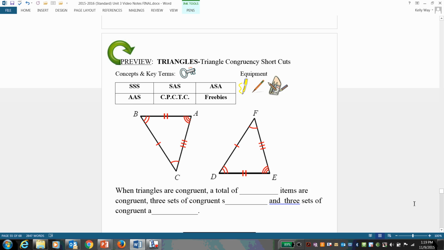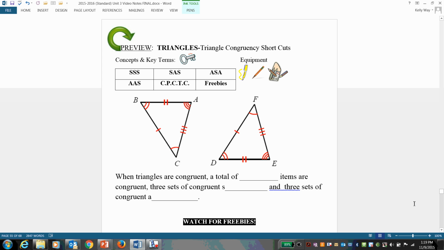Today, we're going to talk about triangle shortcuts. Before you leave, you're going to be familiar with these terms: side, side, side; side, angle, side; angle, side, angle; angle, angle, side; CPCTC; and freebies.